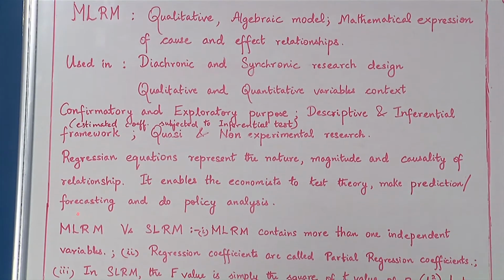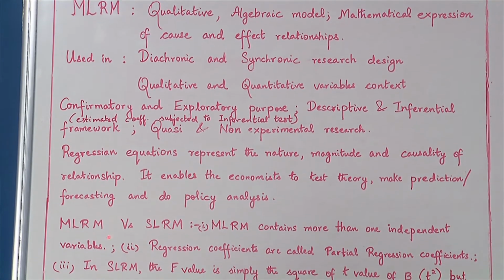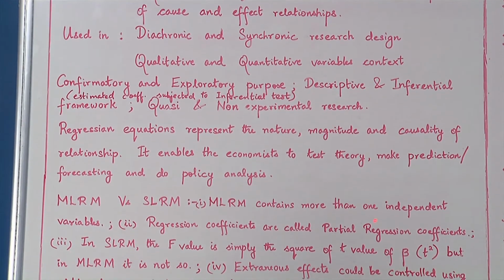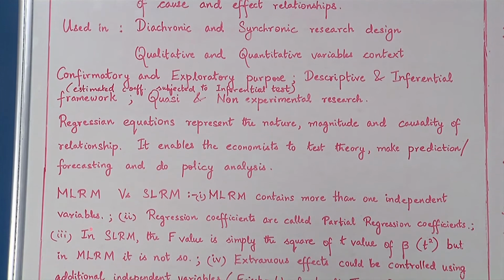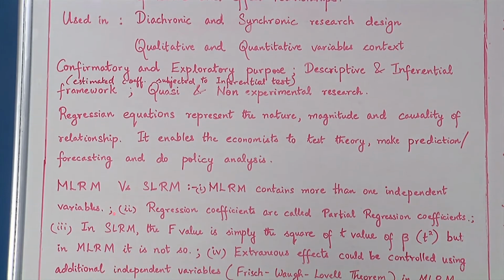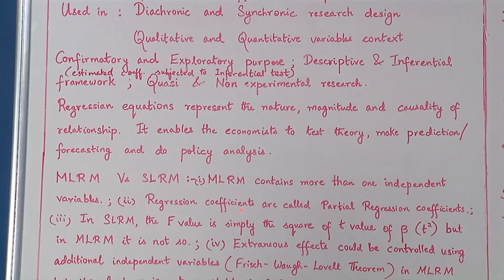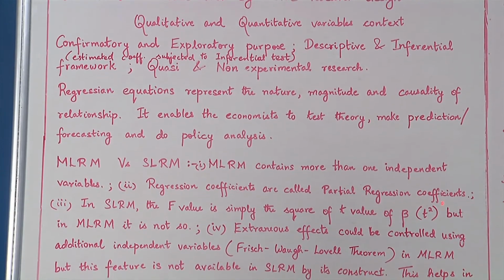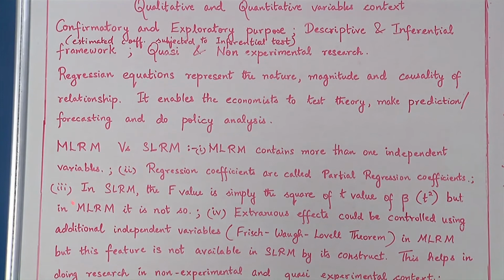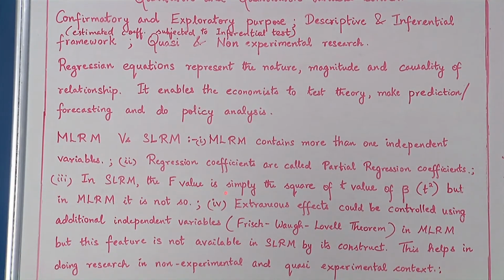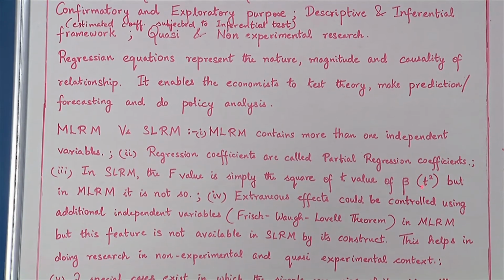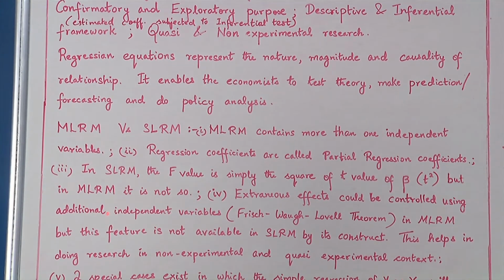Now, let us see what is the difference between MLRM and SLRM. MLRM contains more than one independent variable, while SLRM does not. Regression coefficients here in MLRM are called partial regression coefficients. In SLRM, the F value is simply the square of t value of beta. So, it is t square, but in MLRM it is not so.